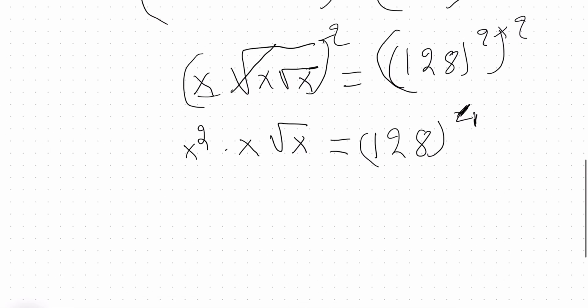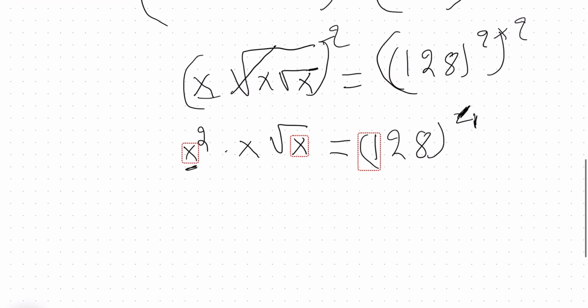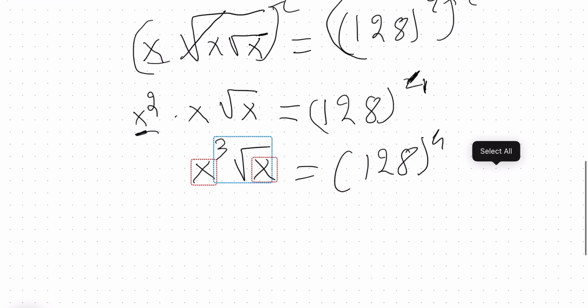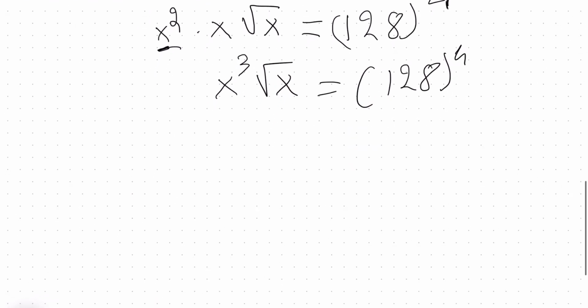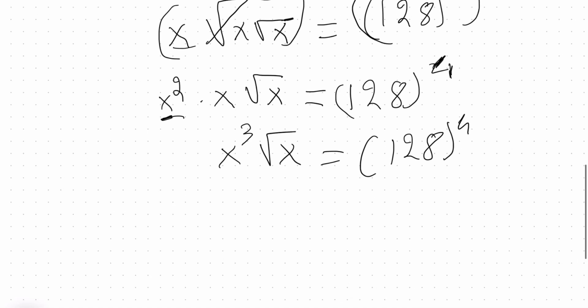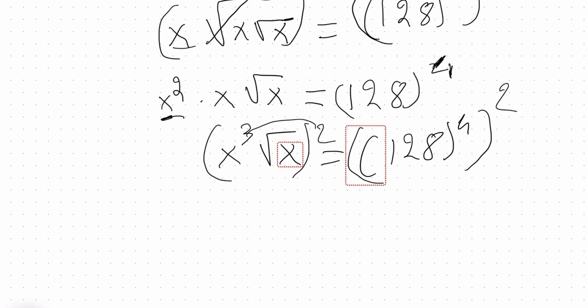Alright, so now what we're going to do is simplify the left side of the expression. x squared times x is just x cubed. So we have x cubed times the square root of x is equal to 128 to the power of 4. So what we're going to do now is, for the third time, go ahead and square this again. So when we square, for the exponents, you're going to multiply 3 by 2. So you have x to the power of 6, multiplied by the square root of x squared, which is simply x.